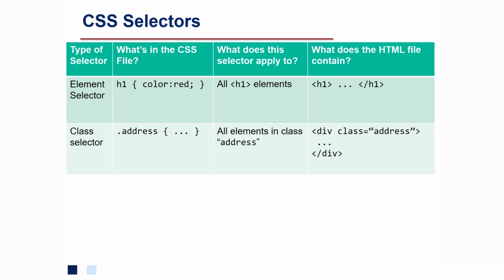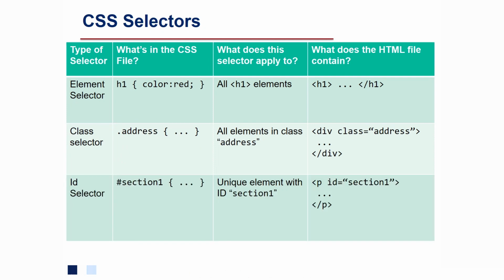Now, one that we saw at the end of the last lesson was the class selector. The class selector always starts with the period to indicate the name of the class, and then the name of the class. If we had a class called address, and then we had HTML elements that were in that class, using the class attribute, then it would apply this styling to every HTML element that's in that class.